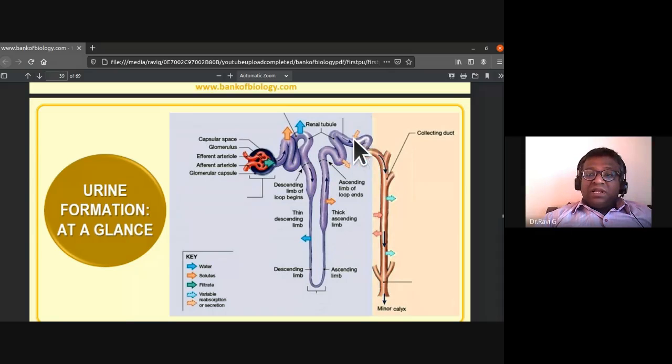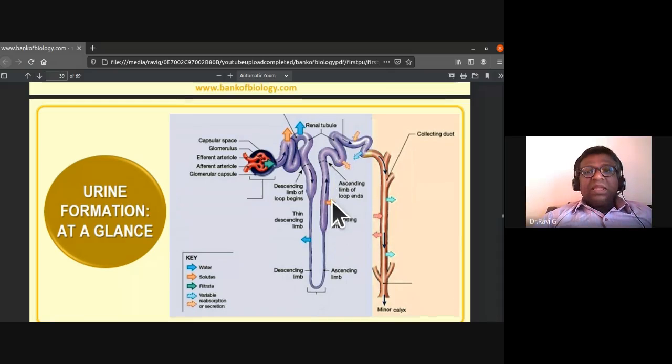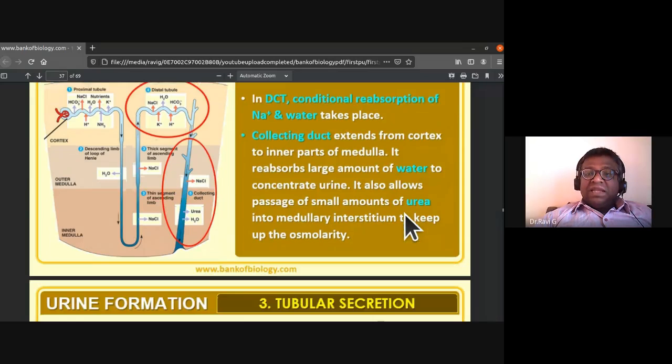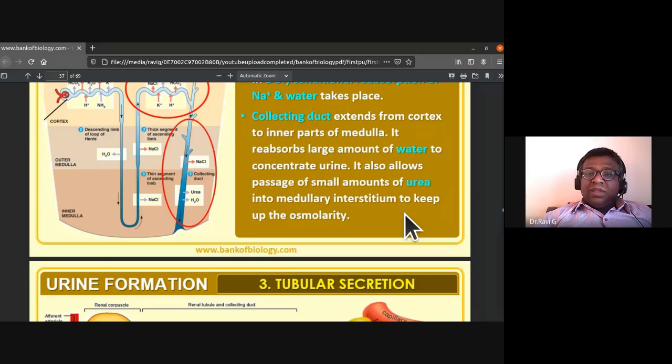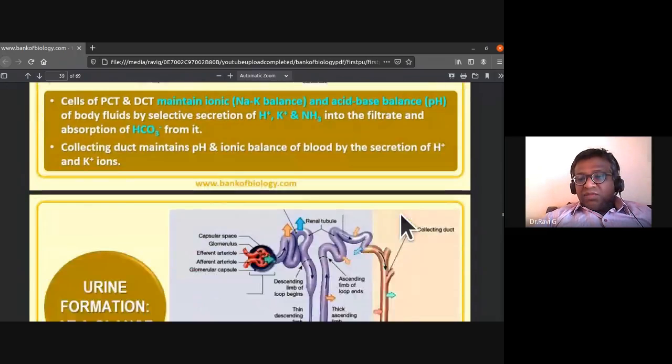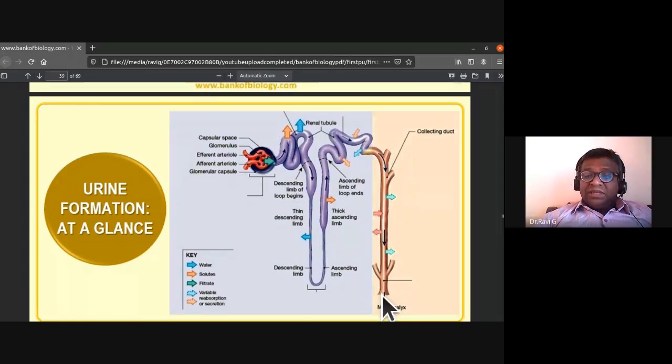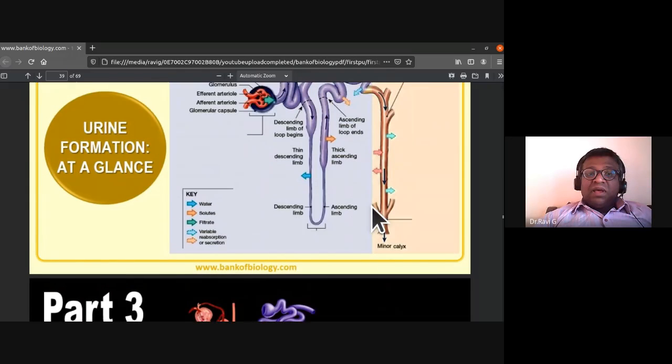In the distal convoluted tubule, conditional reabsorption of sodium ion and water takes place. In the collecting duct, there is reabsorption of a large amount of water, and a little secretion of urea also takes place. So the concentration of this urine takes place. Okay, so this is how.